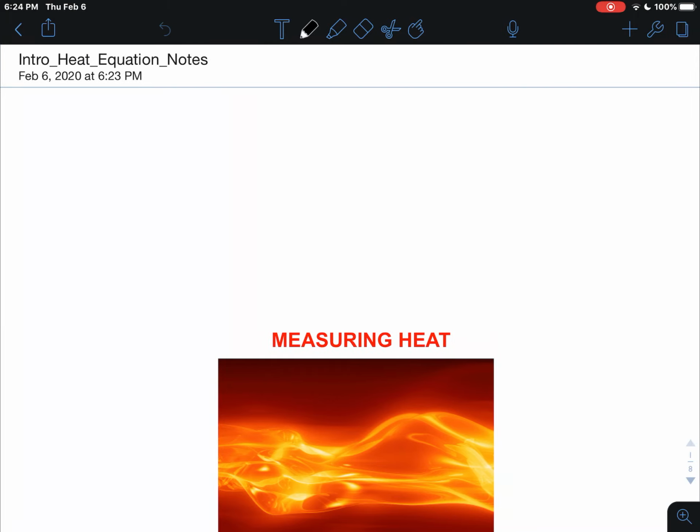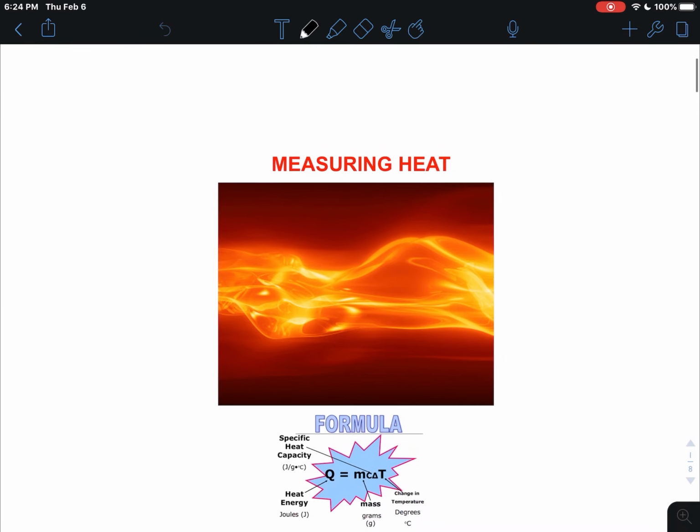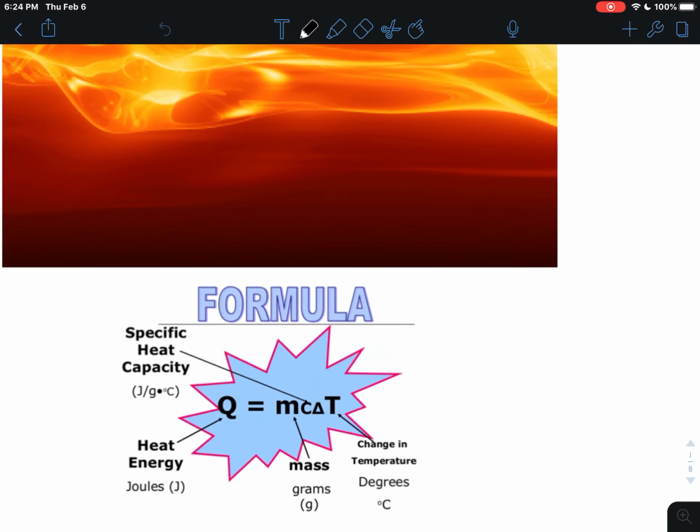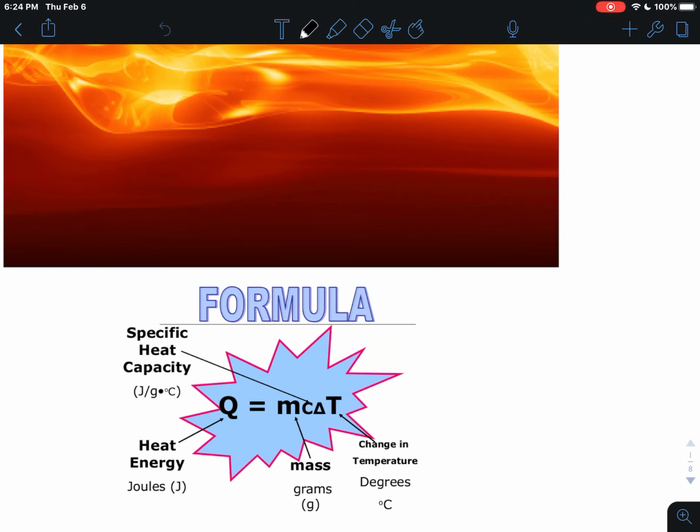Alright, so we've talked about heat flowing into an object or out of an object, from high energy to low energy. But there's a way that we can actually measure it, and that's with the formula Q equals mc delta T. Q is the energy that flows in or out of the object. We set that equal to the mass in grams times C, which is specific heat capacity, which we'll talk about shortly. And of course, delta T is the change in temperature.